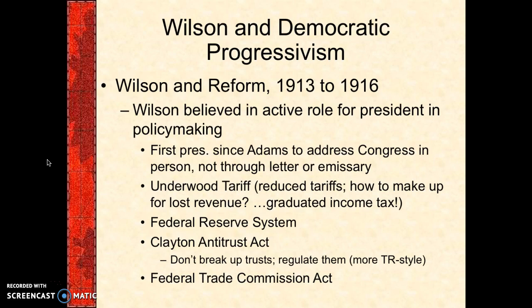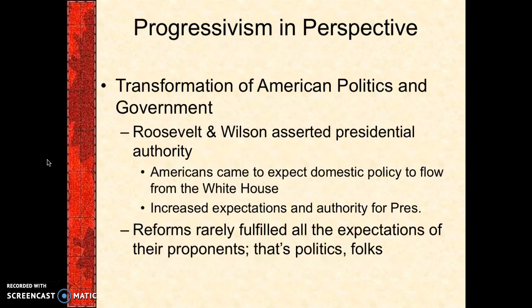The Federal Trade Commission Act is also going to be established, providing for increased federal oversight of interstate commerce, which of course is a very constitutional thing.